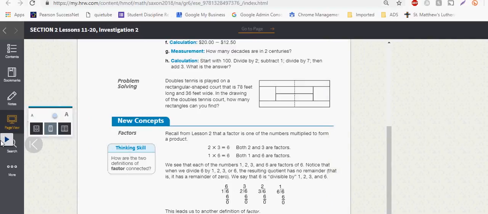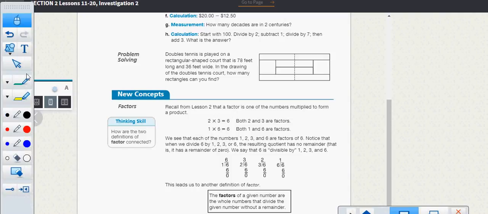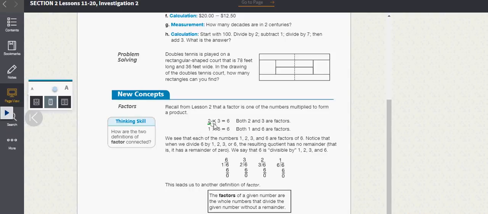Factors, if you can recall from Lesson 2, were those numbers in a multiplication problem that are being multiplied to get to the product. So basically, factors are the numbers that are not the product. 2 and 3 are the factors of 6, but in a lot of cases there is more than one pair. You always have 1 and 6 for 6, or 1 and any number, right, are factors of any number.